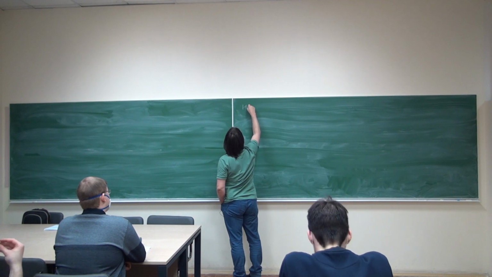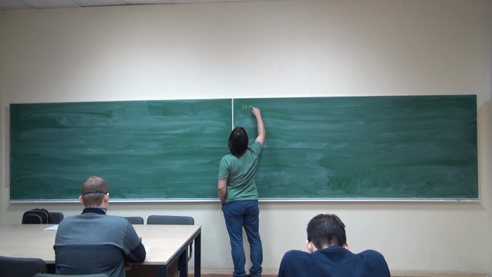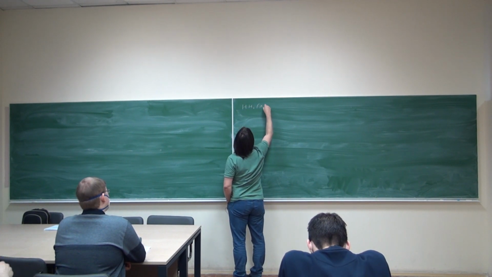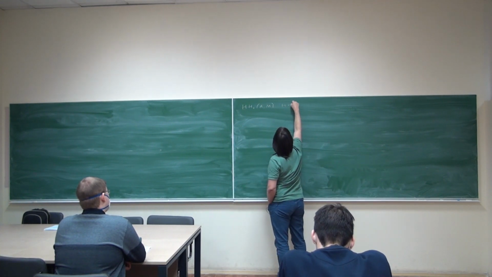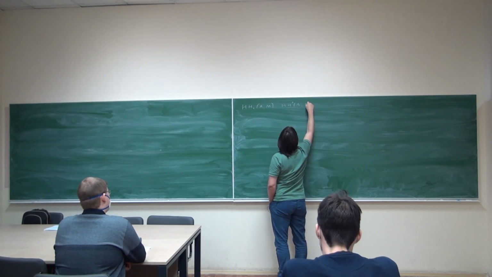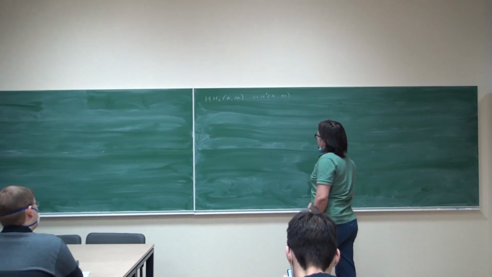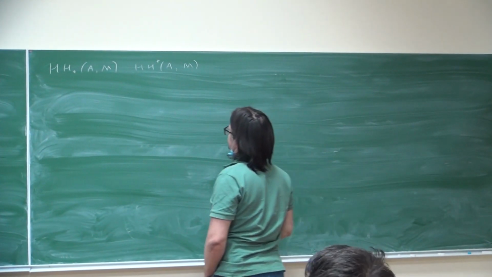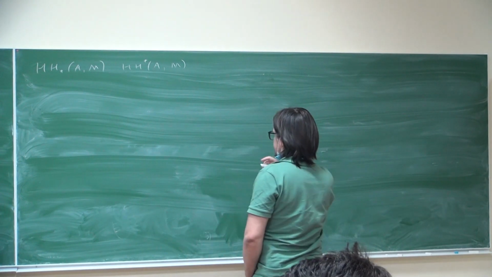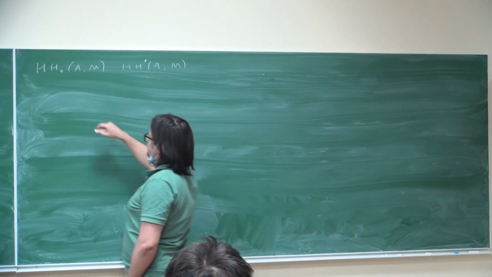So let's continue. We have defined Hochschild homology and cohomology of a K-algebra A with coefficients in bimodules. We have defined them using the bar resolution of A, and we have shown that both of them have a homological interpretation.